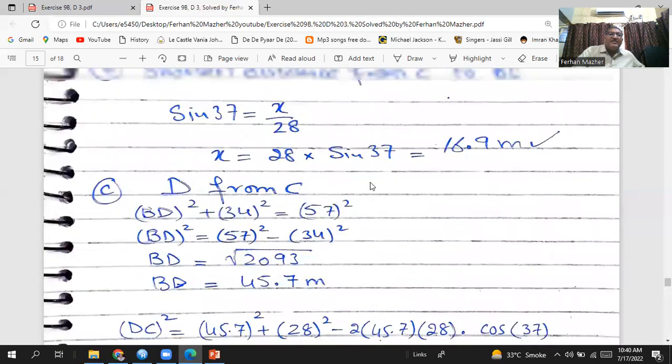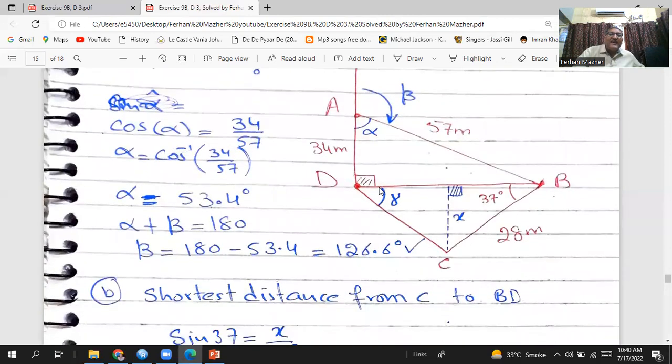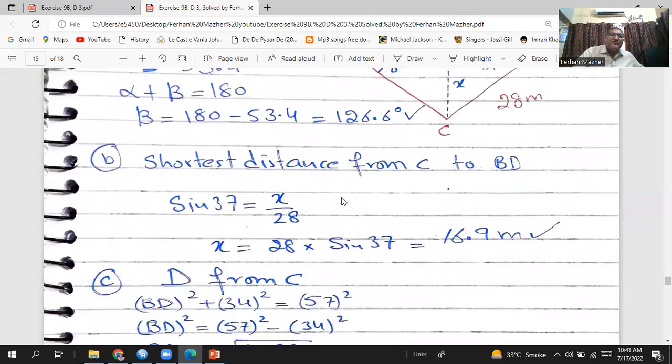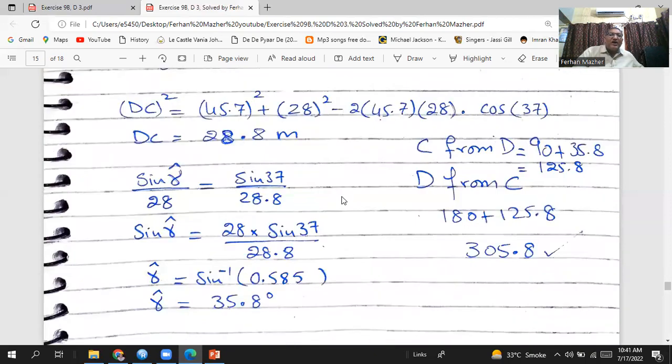I know all the three sides of this triangle. Once I know these three sides, I can find this angle. This angle is gamma, suppose. So I'm going to use the law of sines, and sine gamma divided by 28 will be equals to sine 37 divided by 28.8. So the sine gamma will be 28 multiply sine 37 divided by 28.8. So shift sine and you get 0.585, equals to 35.8. So the gamma is 35.8.